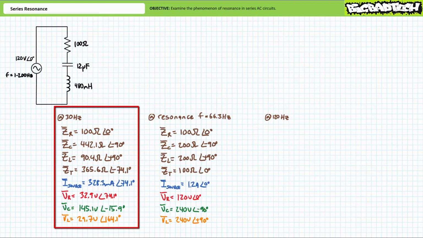At the reduced excitation frequency of 30 Hz, the 480 millihenry inductor now presents an impedance of approximately 90.5 ohms at an angle of 90 degrees. As we expected, inductive impedance went down.